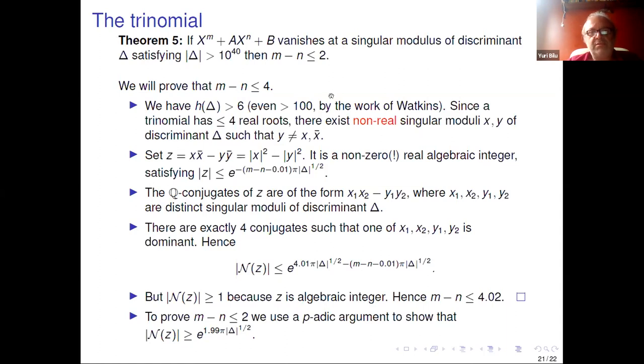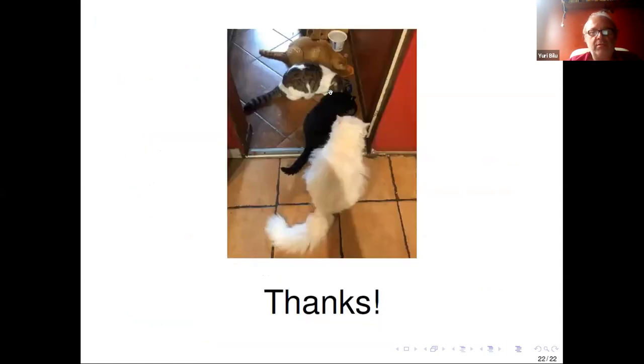Well, this is all that I wanted to tell, and this is a picture of my cats, who helped me a lot preparing this topic. So thank you very much.